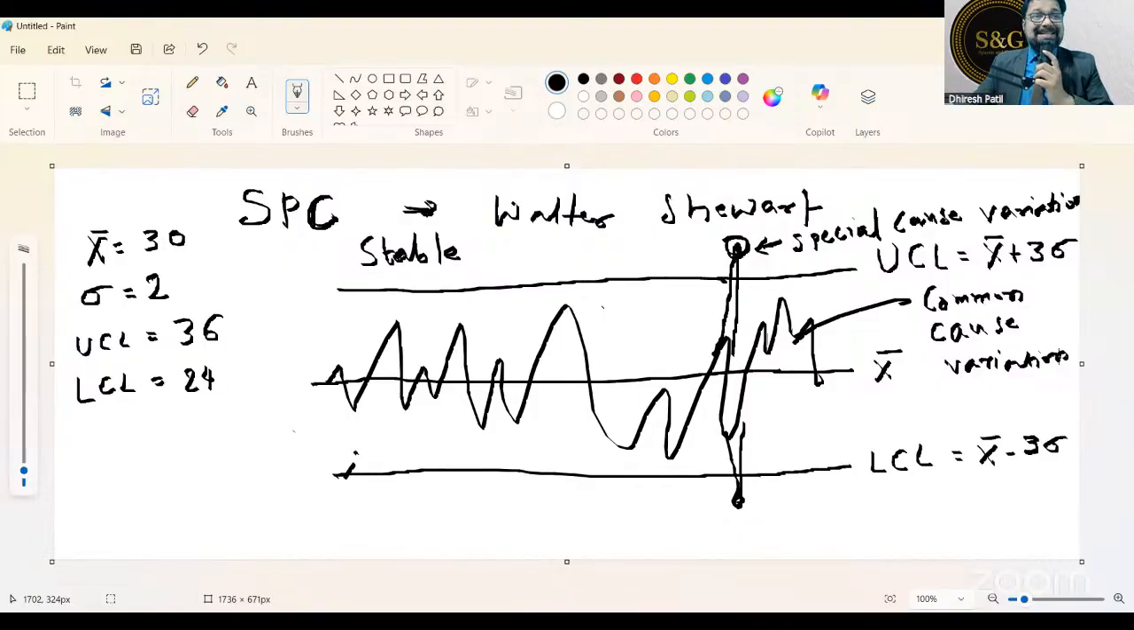Now the question comes, why 3 standard deviation only? Why not 4 standard deviation? Why not 5 standard deviation? Why not 1 standard deviation? That must be the question, correct? Why did Walter Shewhart decide only between +3 and -3 standard deviation our control limits will be set? Why not 2 standard deviation? Why not 1 standard deviation? So the answer to that, make a note of this.